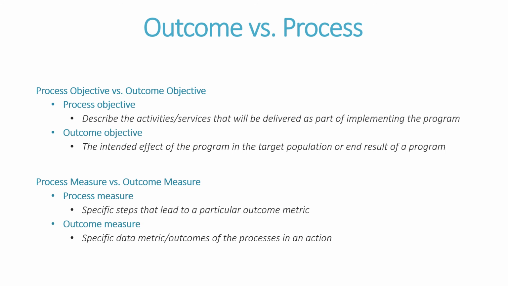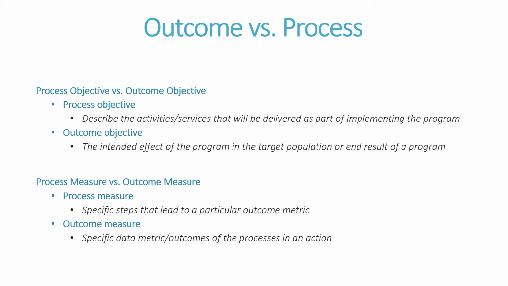Next, we're going to discuss outcome versus process objectives. In the real world, you may not have to differentiate in your CHIP plans which objectives are process and which objectives are outcome. However, it is useful to know. The outcome objective is focused on the intended effect of the program or specific intervention within a community target population in moving that metric, versus a process objective is specifically focused on activities or services that will be delivered as part of a program to help improve an overall metric or community health outcome.